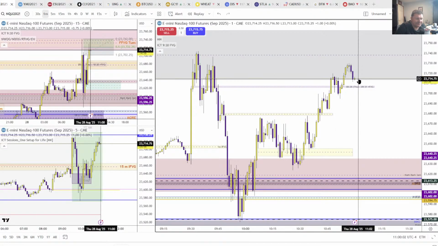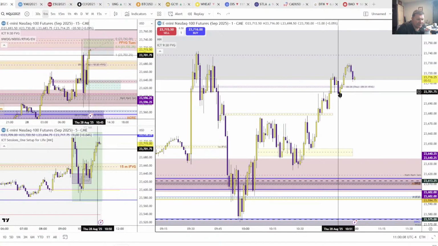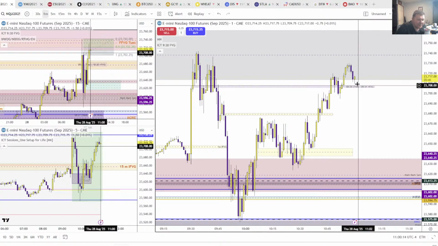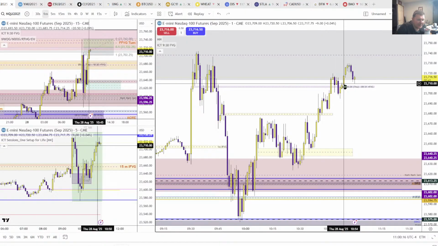We're through it. Last breaker that takes out this high. I'm looking for a retest on the first presentation fair value gap. We're right there at 709.